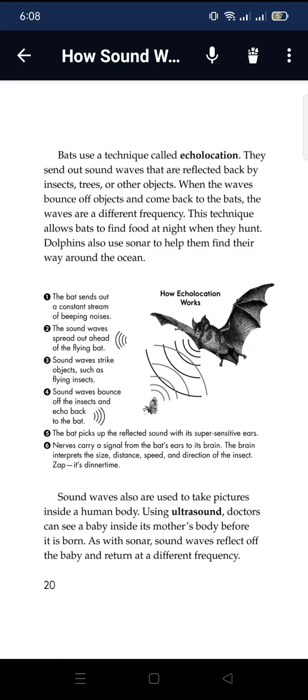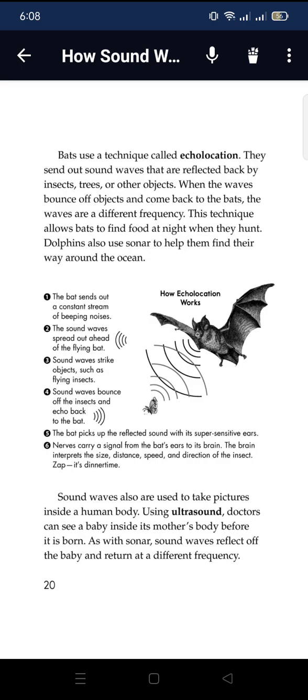Bats use a technique called echolocation. They send out waves that are reflected back by insects or other objects. When the waves bounce off and come back to the bat, the waves are a different frequency. This technique allows the bats to find food at night when they hunt. Dolphins also use sonar to help them find their way around the ocean.